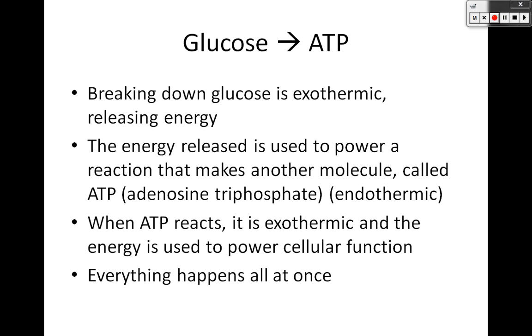Okay, so now we have our ATP. Making our ATP was endothermic. The energy for that reaction comes from the breaking down of the glucose reaction. When the ATP reacts, it's exothermic, and that energy from that reaction is what we use to power cellular function. However, one thing I want to say is all of this is happening at once. It's not step by step. And so we're going to dig into what that looks like.